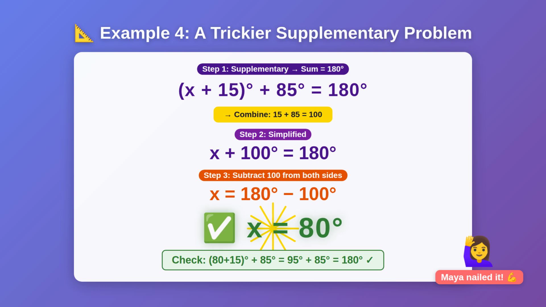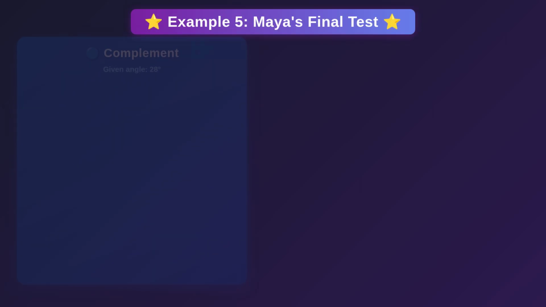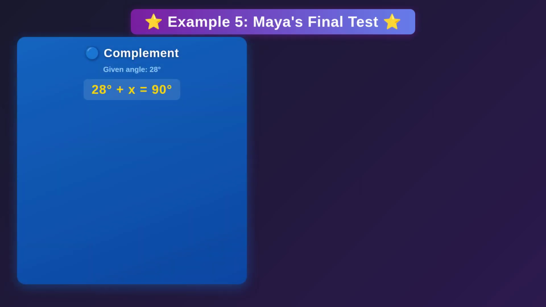Step 3. Subtract 100 from both sides. x equals 180 minus 100, which is 80. So x equals 80 degrees. Check. 80 plus 15 is 95, and 95 plus 85 is 180. Yes. Maya pumped her fist. She nailed the hard one.